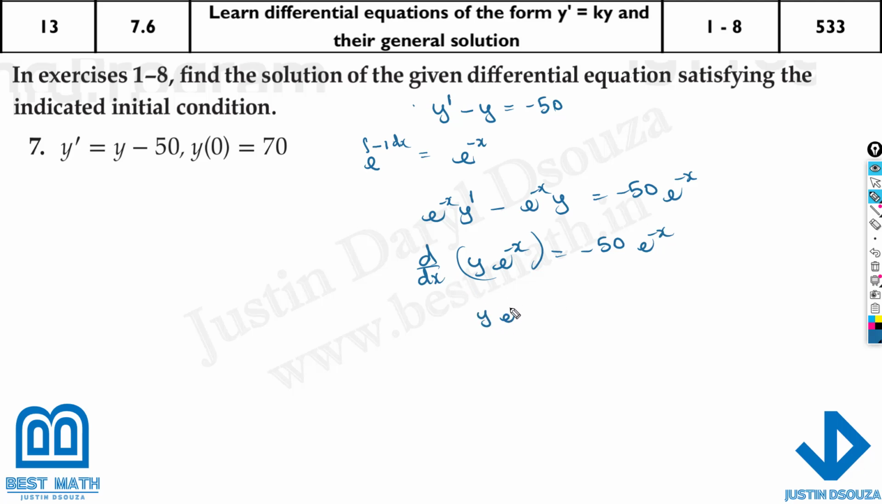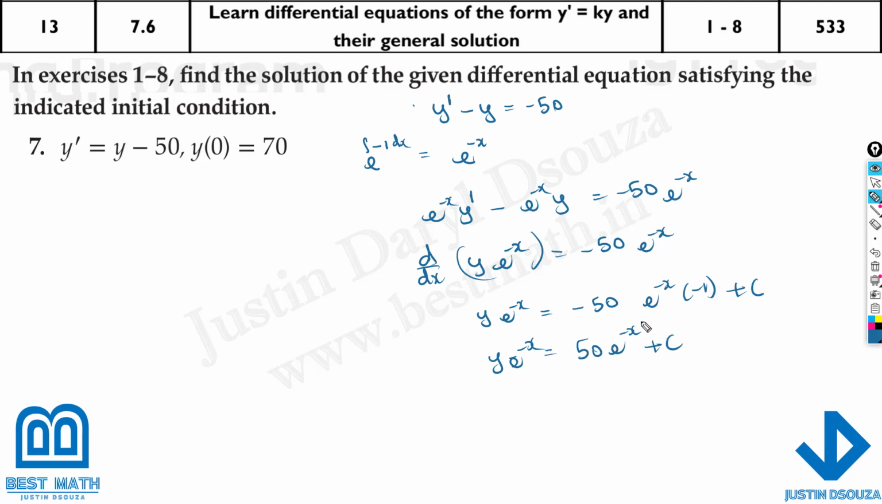When you integrate this, you're just remaining with so much. And here, the constant term, minus 50, leave it as it is. But what is the integration of e to the power minus x? e to the power minus x times minus 1, or you can write minus. Now minus minus becomes plus, so y e to the power minus x is equal to 50 e to the power minus x. By the way, when I integrated it over here, it should be plus c.